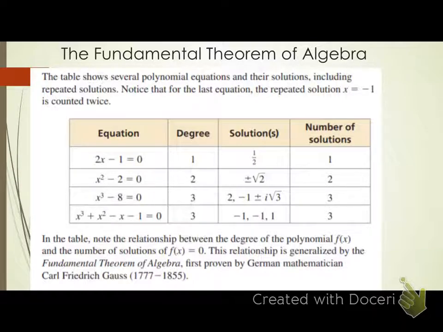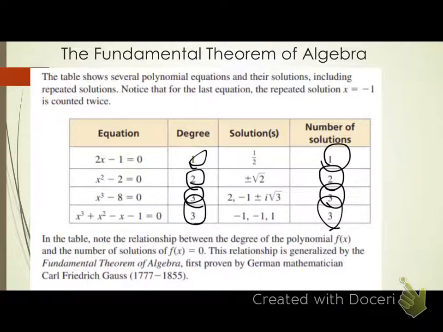So in the table, note that the relationship between the degree of the polynomial and the number of solutions, they're identical. So a polynomial of degree 1 has 1 solution in this case, on this table. Or a polynomial of degree 2 has 2 solutions. Polynomial of degree 3 has 3 solutions. This relationship is generalized by the fundamental theorem of algebra, first proven by German mathematician Carl Friedrich Gauss.